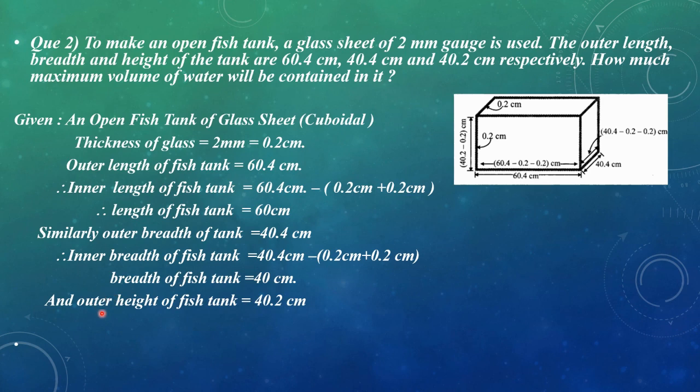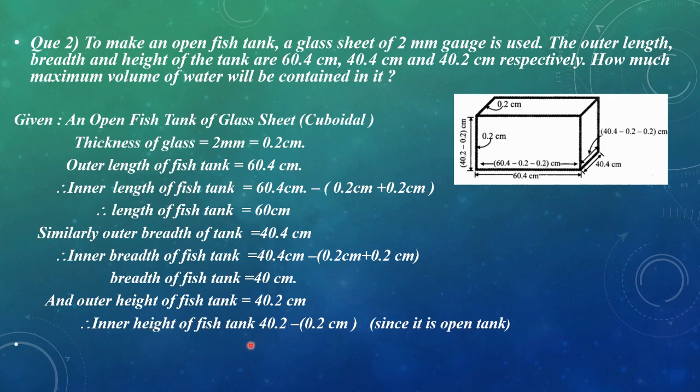Now, outer height of the fish tank is 40.2 centimeter. Inner height of the fish tank will be 40.2 centimeter minus 0.2 centimeter. Since it is an open tank, we don't have to consider the thickness from upper portion.